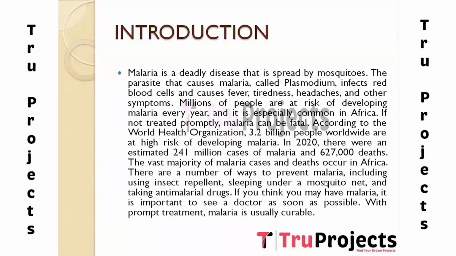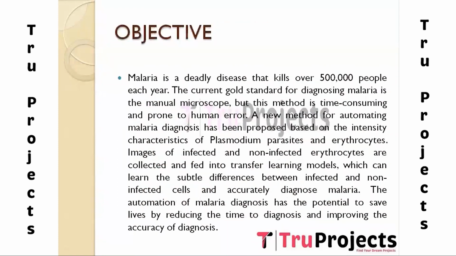According to the World Health Organization, 3.2 billion people are at high risk worldwide, and in 2020, there were approximately 241 million cases and many more deaths in Africa. Preventive measures include using repellent and sleeping under mosquito nets. Malaria is a fatal disease claiming the lives of more than 5 lakh individuals.